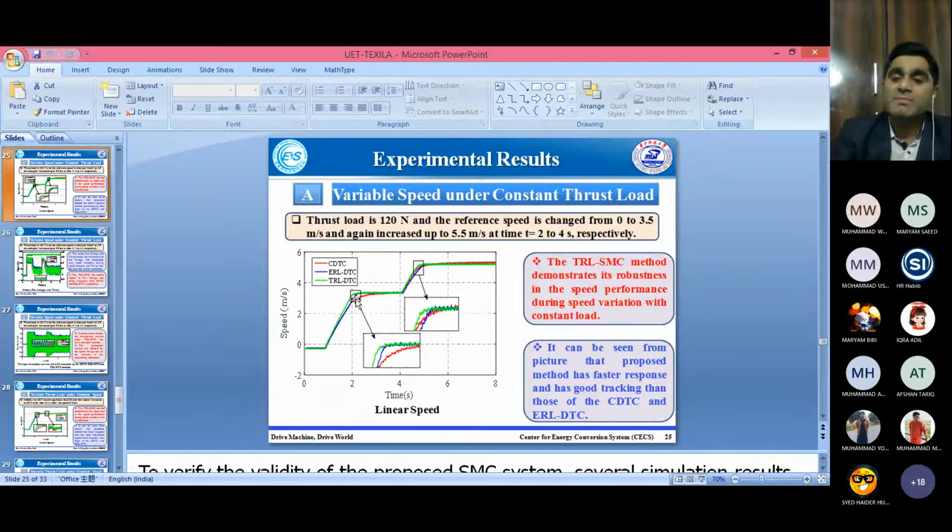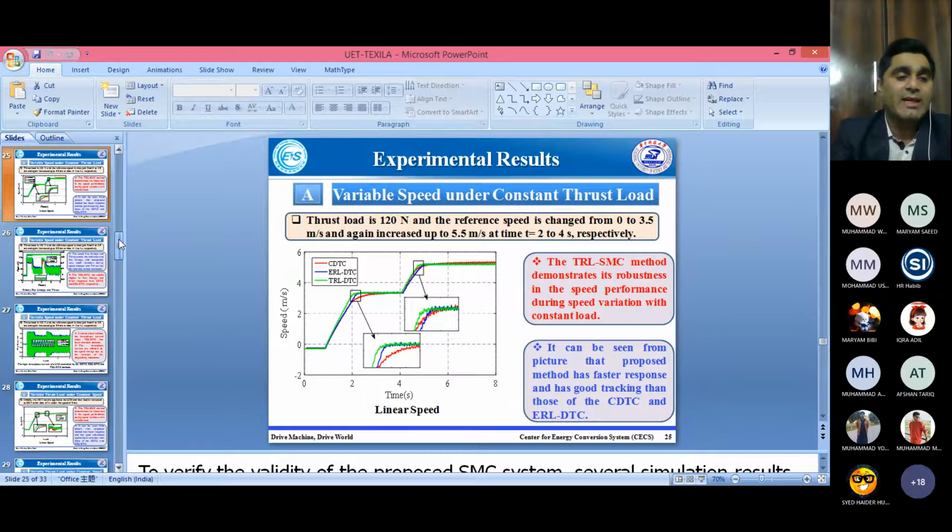So here this speed is 3.5. Now again this speed changes from 3.5 to 5.5, at 2 seconds to 4 seconds, then the speed remains constant. What we have analyzed here: red shows the conventional DTC, which is based on the PI control method. Another is ERL DTC, and another is TRL DTC. These two DTCs are based on sliding mode control. So CDTC means conventional DTC, which is based on PI.